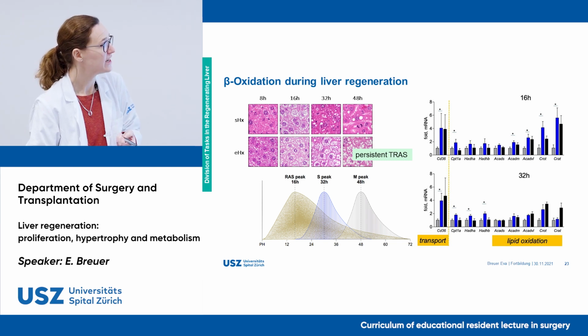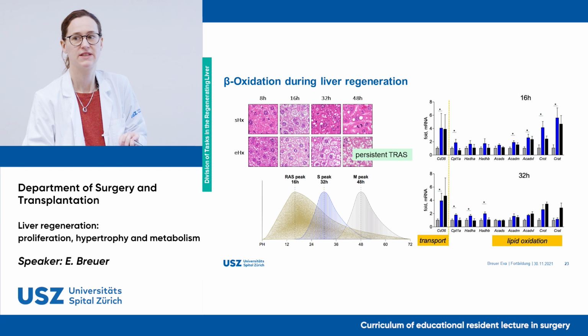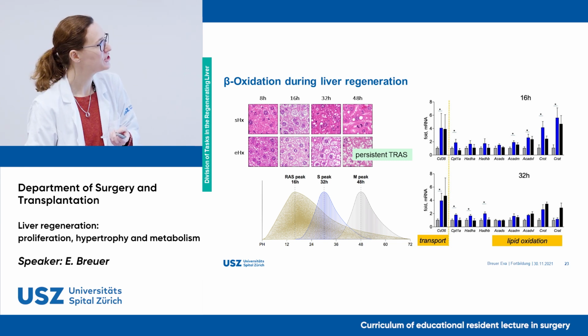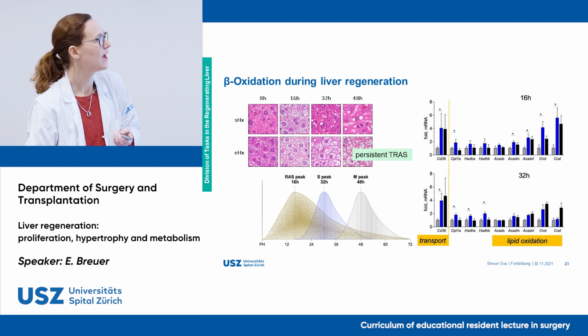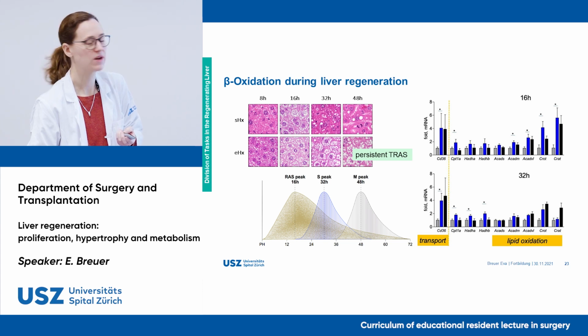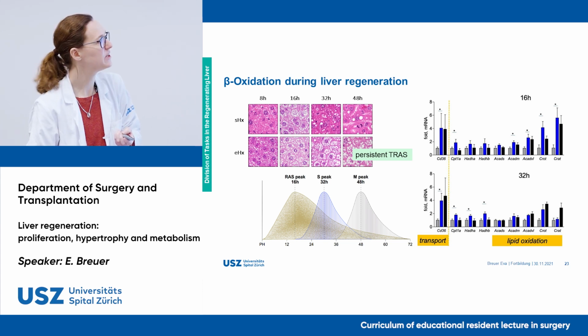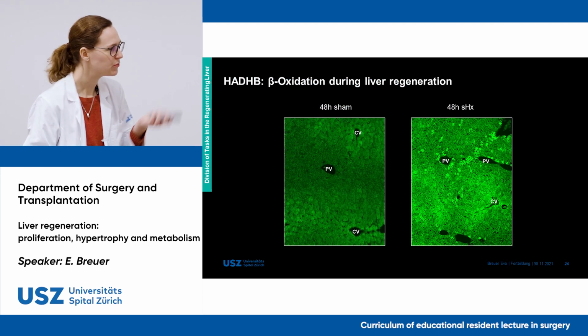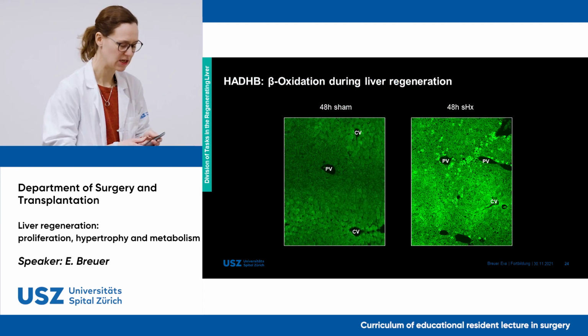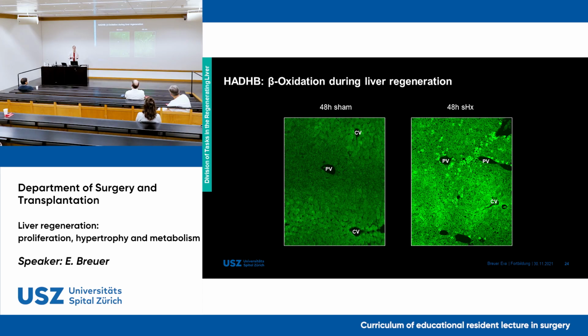Beta oxidation is said to be the fuel for the liver regeneration, as we can see here for several proteins which are important for beta oxidation, where we can see that the blue ones are the standard hepatectomy, and they are increased. So we have an increase in beta oxidation, but we need to see it. And the problem is, what is usually done is you do a Western blot and you just take all the cells together, you mesh them and you measure them.